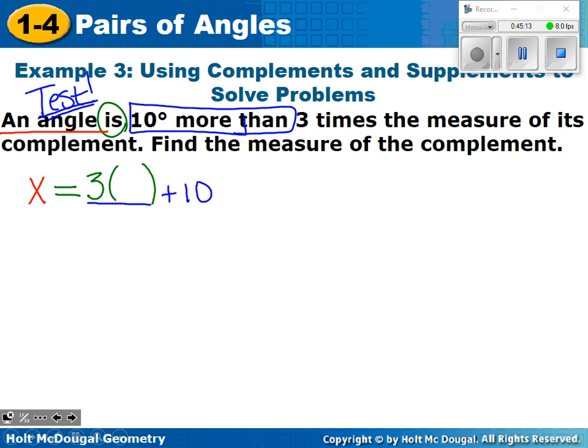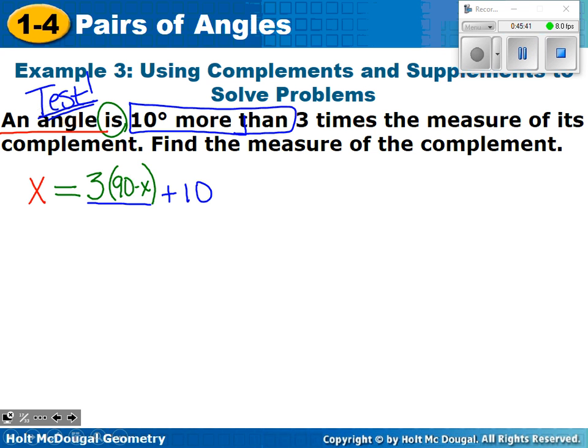What did we call the angle to start with? X. So what am I going to put in my parentheses here for my complement? 90 minus X. Okay, so let's read it again. An angle X equals 10 degrees more than, add 10, 3 times the measure of the complement, 90 minus the angle, or 90 minus X. Does that make sense, just dissecting it word by word?